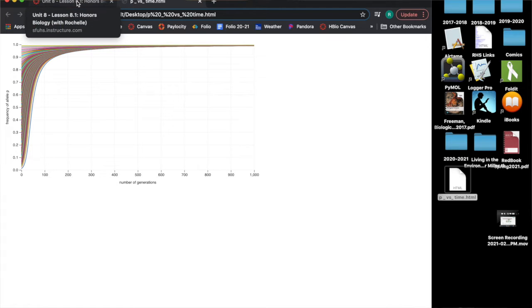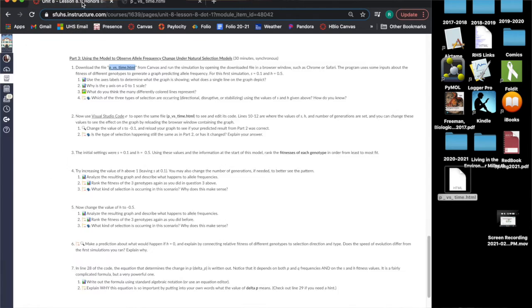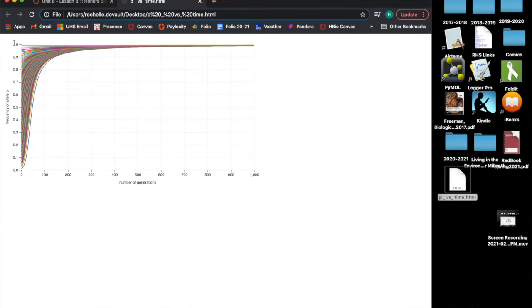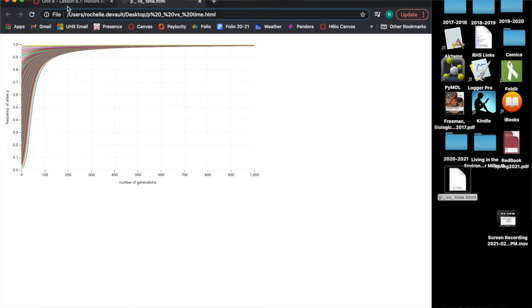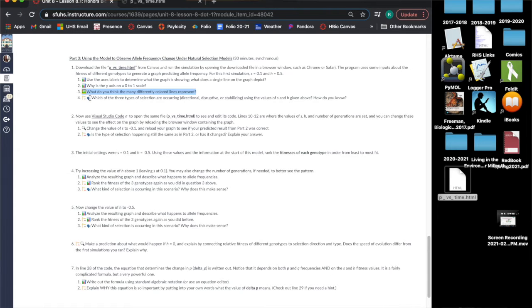So we use the axis labels to determine what the graph is showing. Why is the y-axis on a 0 to 1 scale? Again, it's going to be between 0% of that allele in the population or 100% that allele in the population. And the different colored lines are going to represent each possible iteration of selection for that allele. So based on that information, which of the 3 types of selection is occurring? Is it directional, disruptive, or stabilizing, using the values of S and H given above?